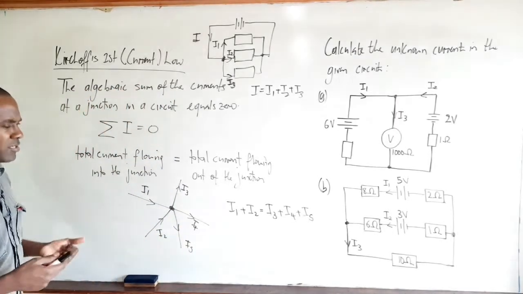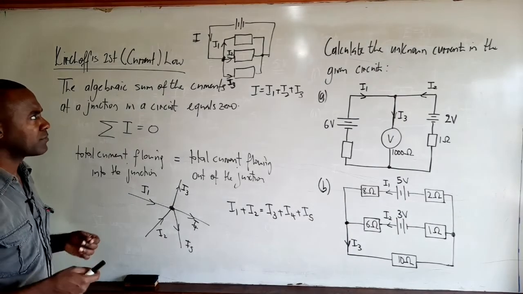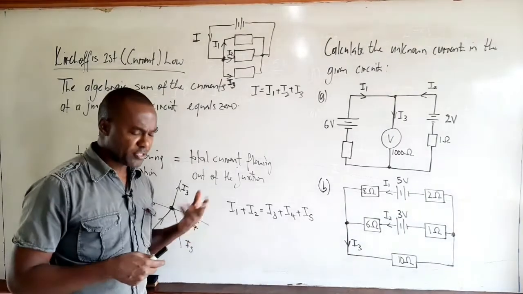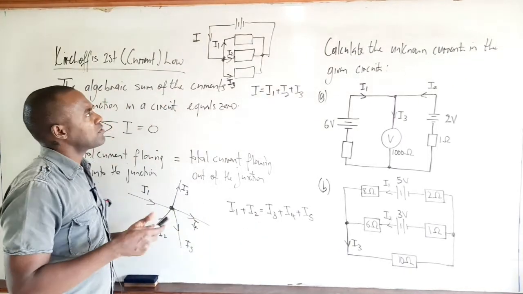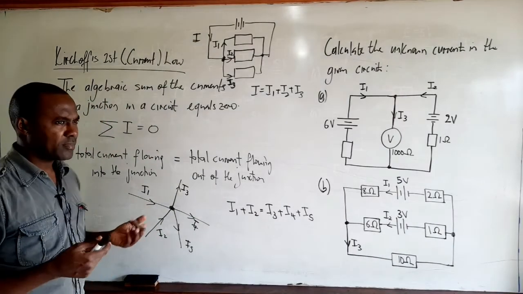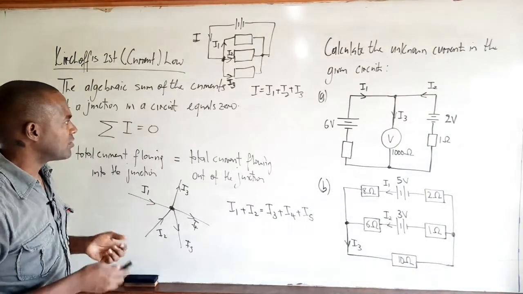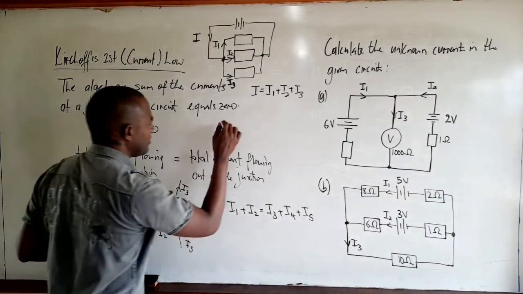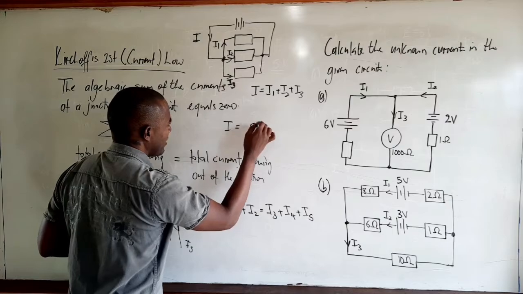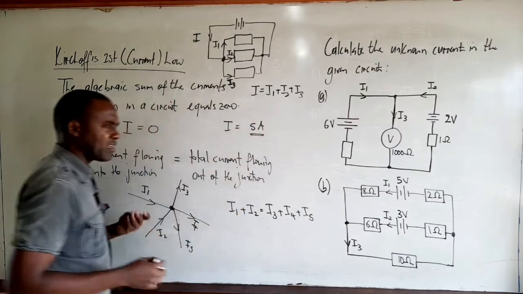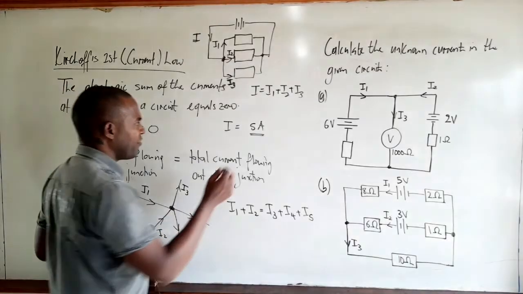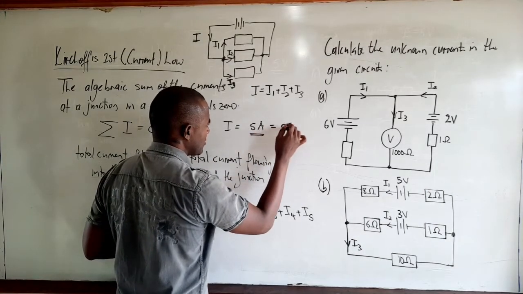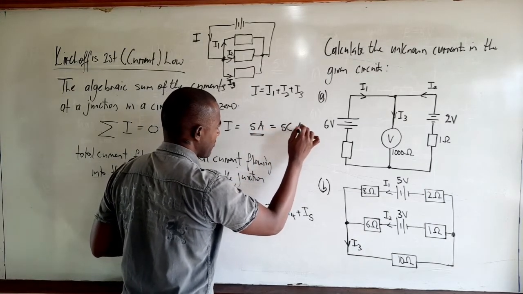Now let's think about electric charge and current. We know that electric current is the rate of flow of charge. So if there's a certain amount of charge flowing per unit time, then we have a certain electric current. If we have a current of, say, 5 amperes flowing past a given point in a conductor, this basically means that we have 5 coulombs of charge flowing per second.